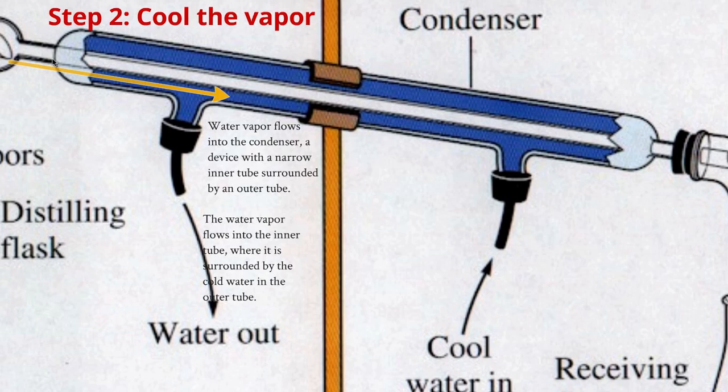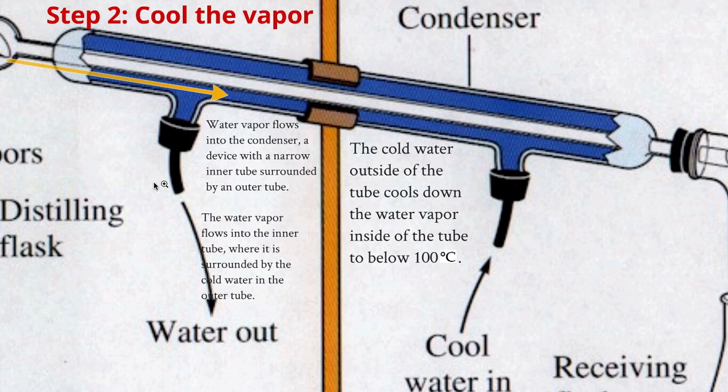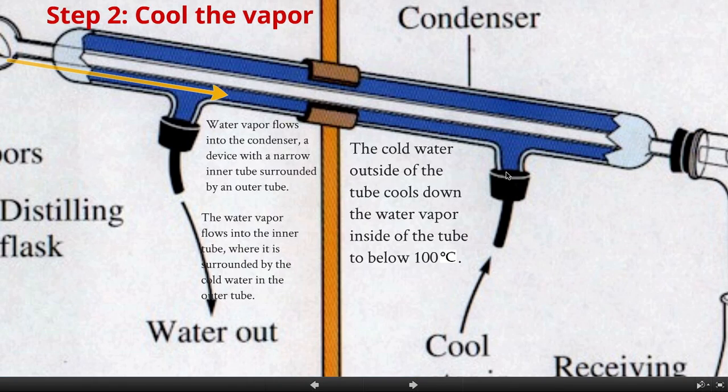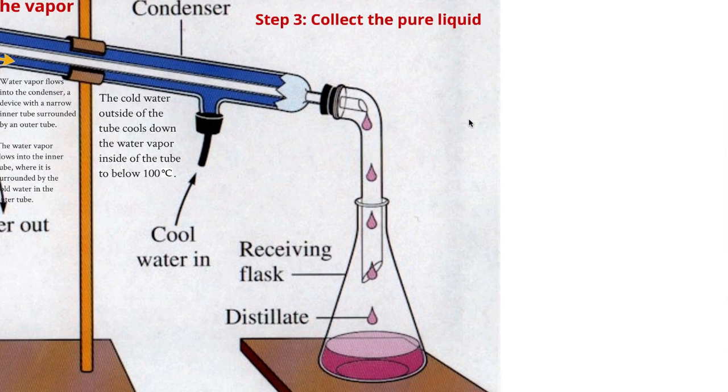This arrow is actually supposed to be in the inner tube because the water vapor is flowing inside of this inner tube. So let's just pretend that this arrow is actually pointing in here. That's where the water vapor is flowing through. The cold water outside of the tube cools down the water vapor inside of the tube to below 100 degrees Celsius. So the water vapor is going through here, and we have cold water being pumped in on the outside, and it's going to cool down the vapor inside of the inner tube. And when that happens, you go to step 3.